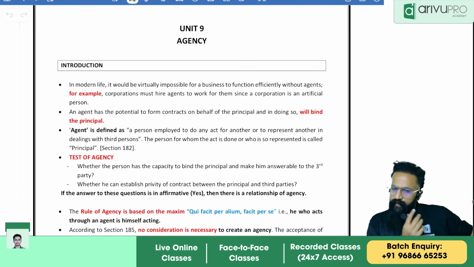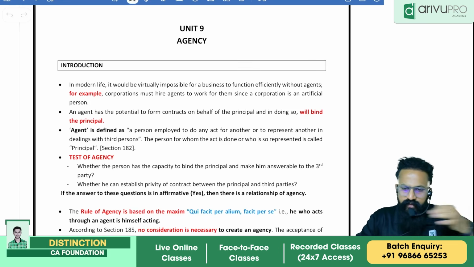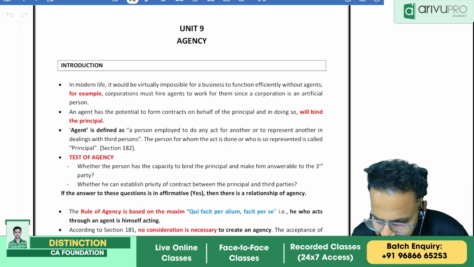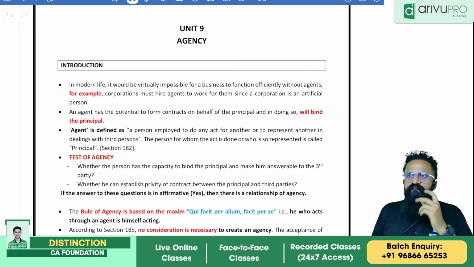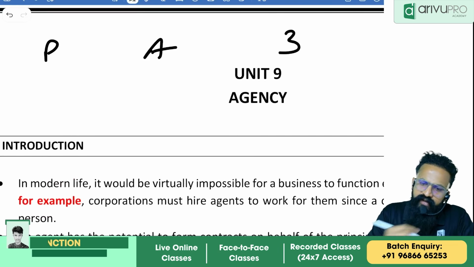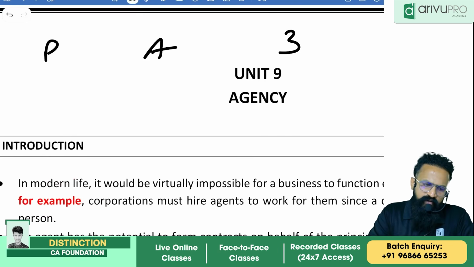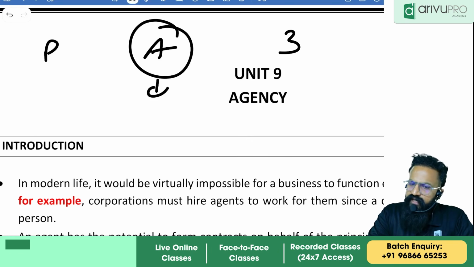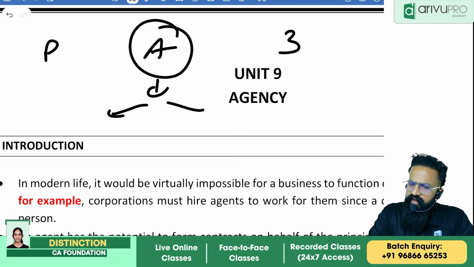Okay. The last unit, unit 9, agency. In agency, there are always three parties: principal, agent, and third party. Now, between principal and agent, who can be incompetent? The agent. Agent can be an incompetent party. So he can be a person of unsound mind or even a minor.